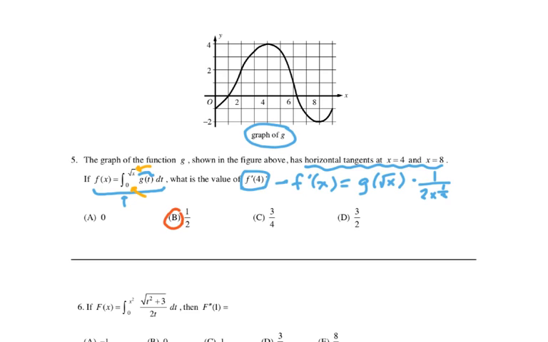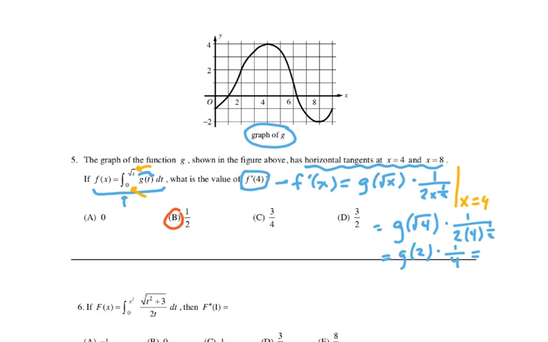All right, let's take that answer now. Let's evaluate that at x equals 4. This becomes g of the square root of 4 times 1 over 2 times 4 to the 1/2, which is also the square root of 4. This becomes g of 2 times 1 over 2 times 2.